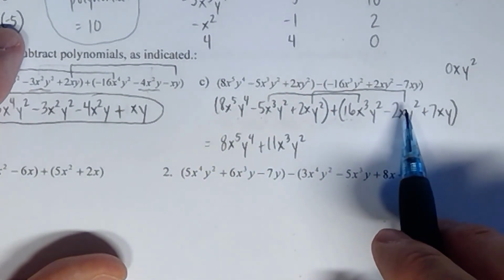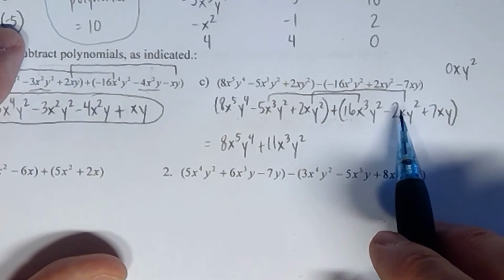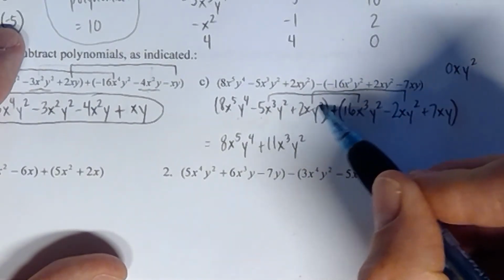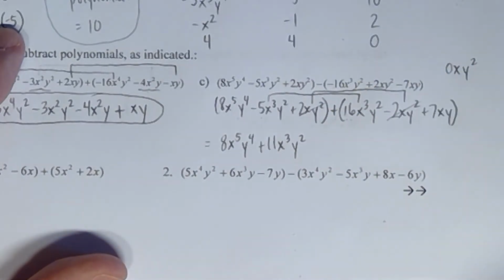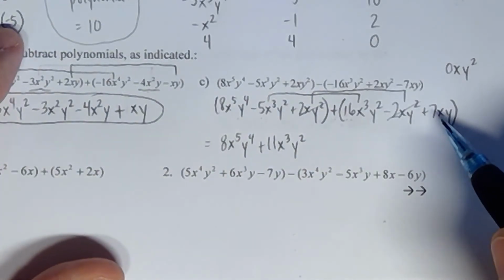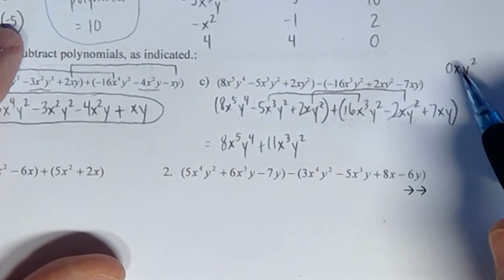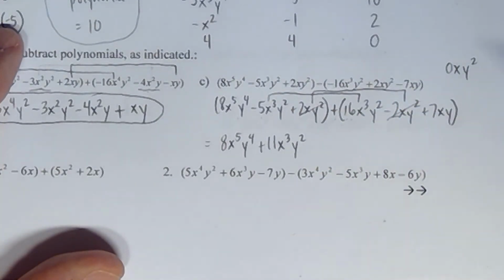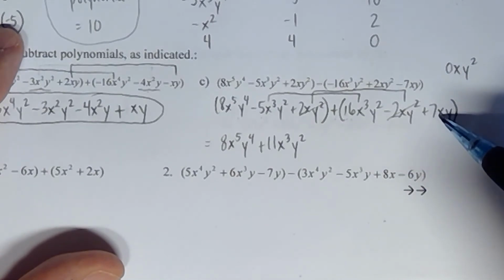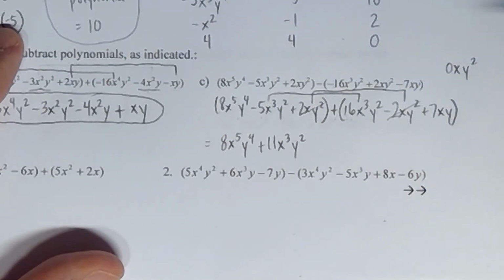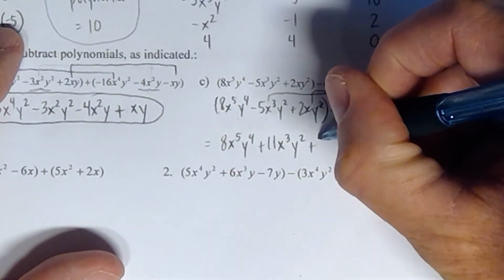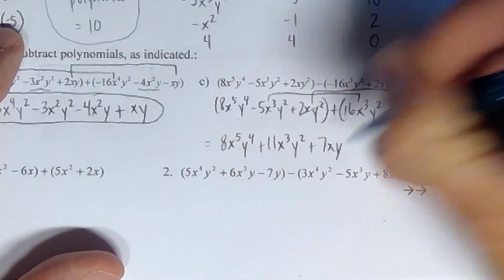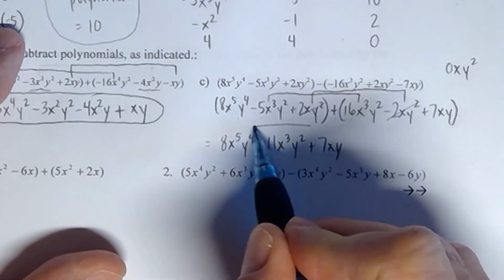If you have two terms that combine together to be 0, it just means that they cancel out, and you don't need to write that answer. You don't need to bring that down. In fact, please don't. It's just extra stuff to write. We don't want to do that. And then the plus 7xy doesn't have anything to combine with it, so we just bring that down like we've done on other problems in this worksheet. And there we go.